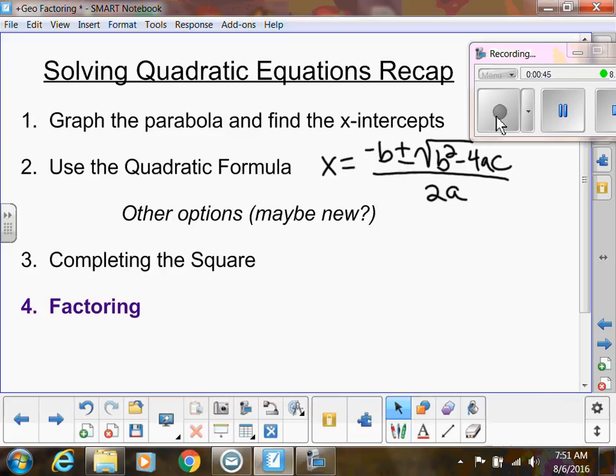But some other options, and I don't know if you learned this in Algebra 1 or not, are completing the square, which I will teach to you guys later in the semester, and also factoring. So factoring is one of the ways that I'm going to focus on right now. So, the idea of factoring.